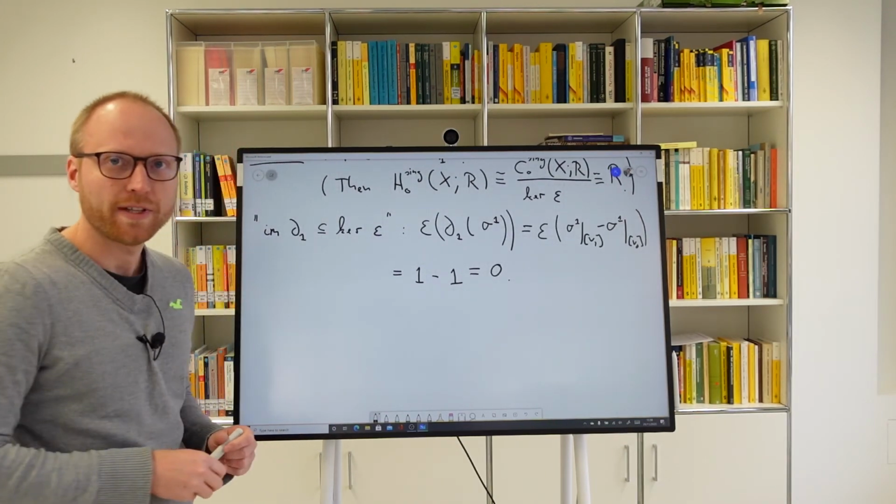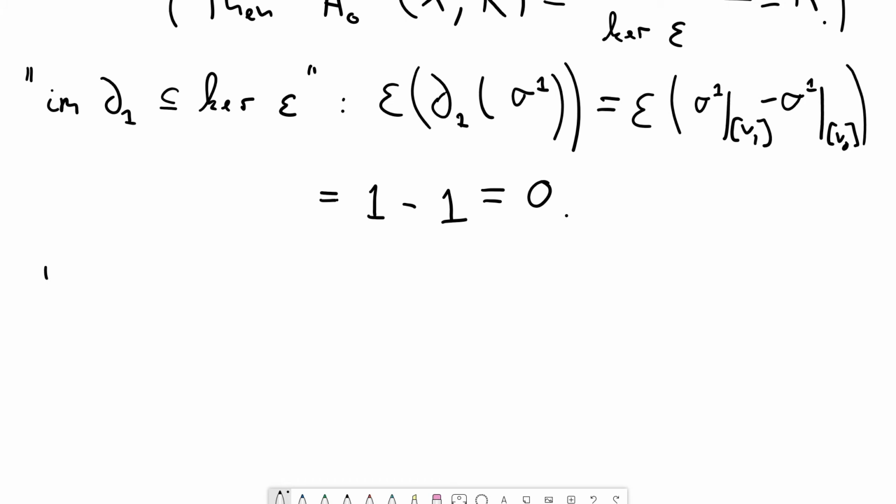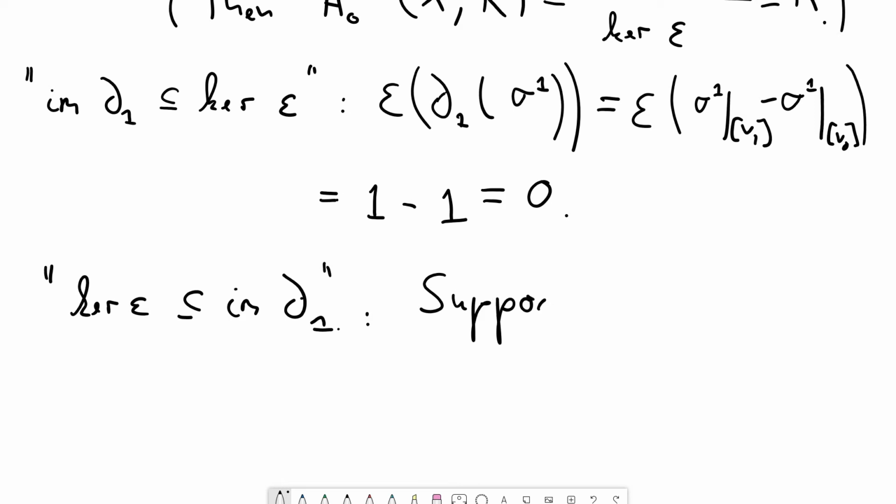Now let's proceed to the other one. Why is the kernel of epsilon contained in the image of D1? Let me remind myself why. Okay, let's just suppose we're given an element in the kernel. This is how we should start. Suppose we have the relation that epsilon maps some singular 0 chain to 0.